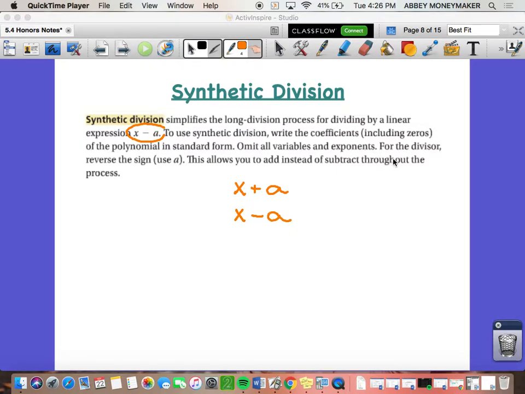Now it says here, for the divisor, we want to reverse the sign. This allows us to add instead of subtract. So for example, if you were dividing by x plus 2, you would want to do synthetic division with the solution -2. Equally, if you had x minus 5, you would want to do synthetic division with the solution +5.